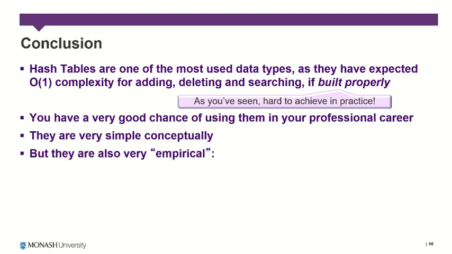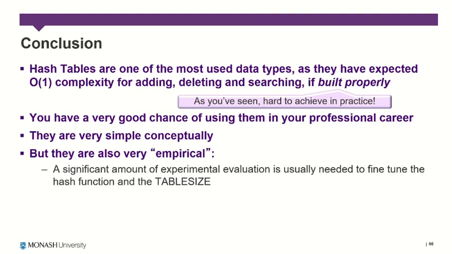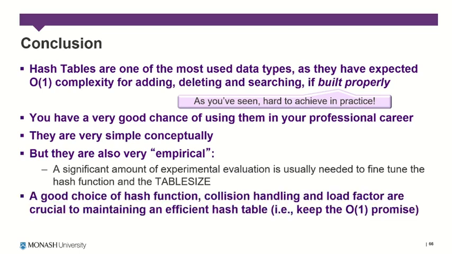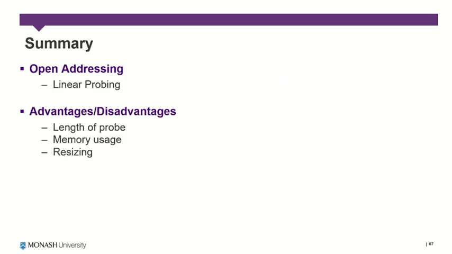Whilst they are conceptually simple, it becomes very hard to implement them in practice because it requires a lot of experimental data to fine-tune the characteristics of our hash function to make it quick. That would include the table size and other prime numbers that make up our base and other parts of the function itself. A good choice of hash function, collision handling, and load factor are critical to maintaining an efficient hash table and keeping that O(1) promise. In summary, we've looked at one of the open addressing methods, linear probing, and we've looked at the advantages and disadvantages of the length of probe, the memory usage, and the cost of resizing.